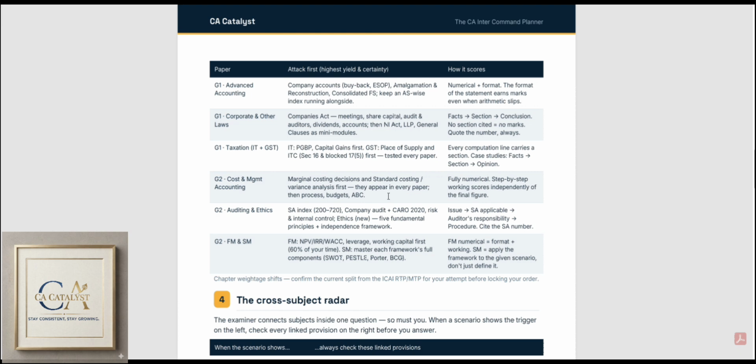sheet. Next comes the case study based question. Then you have to write what is the fact, in the same manner as we did for the law question: fact, section number, analysis, and based on that, what is your opinion?